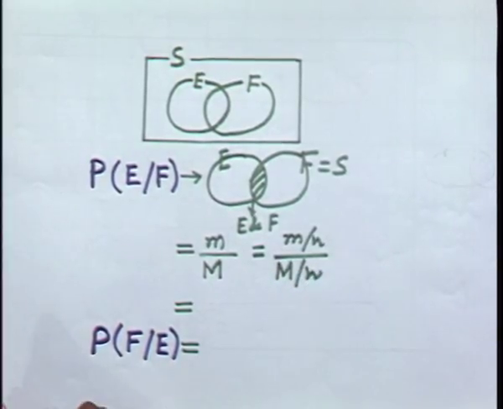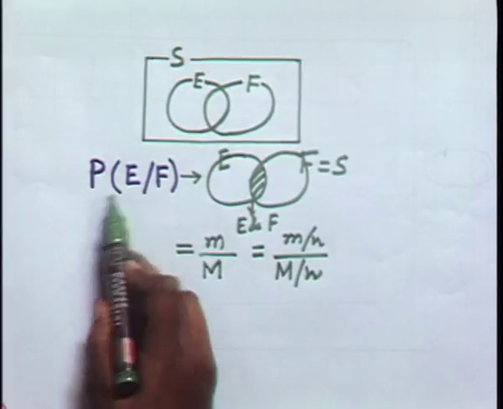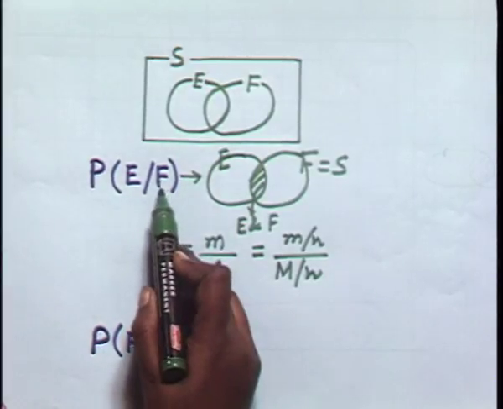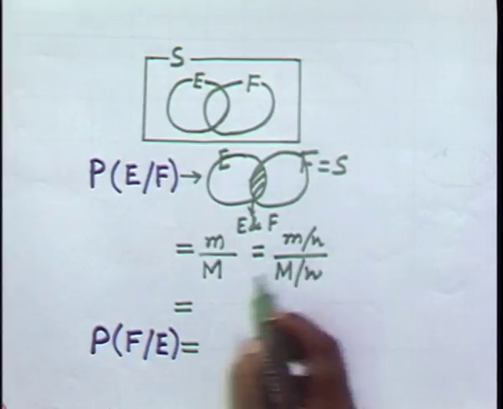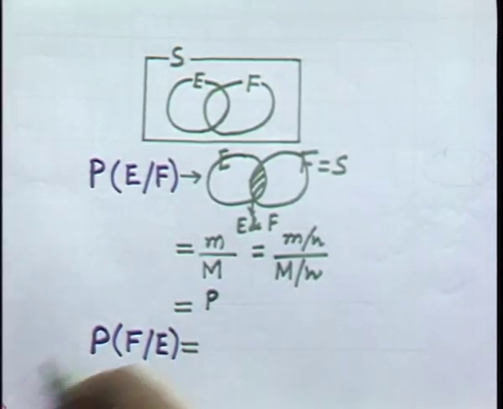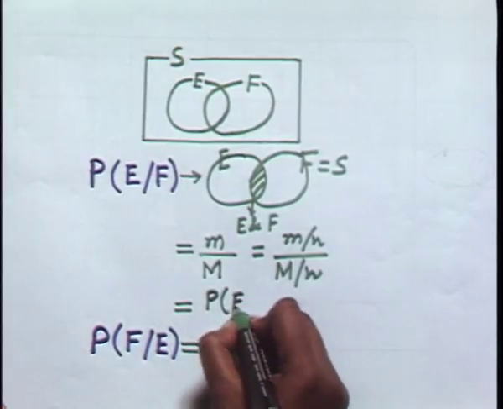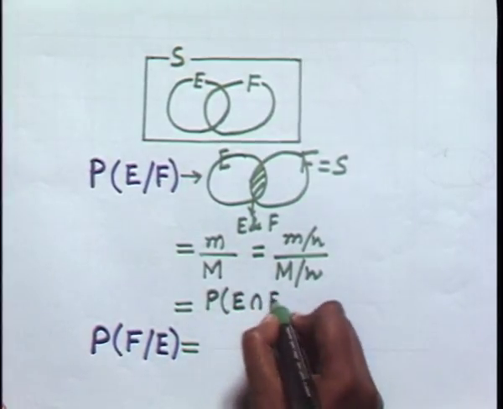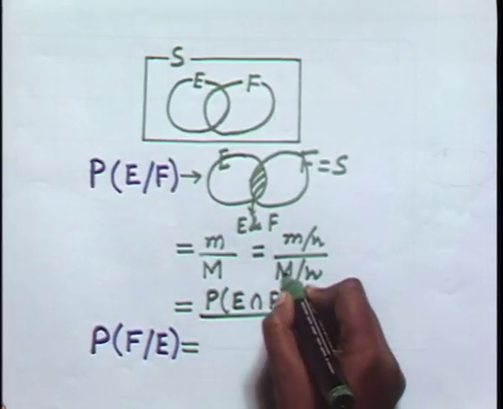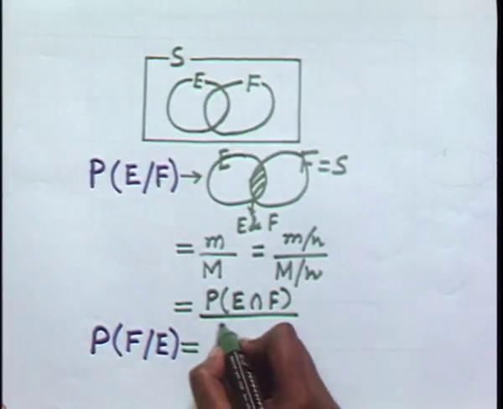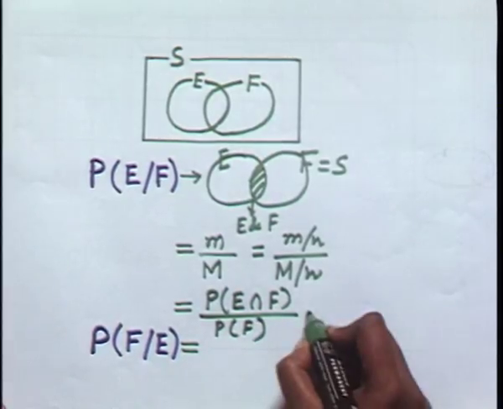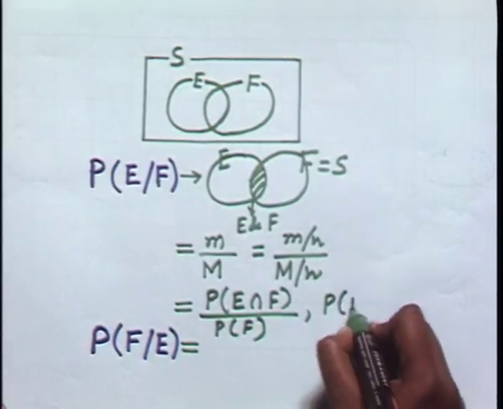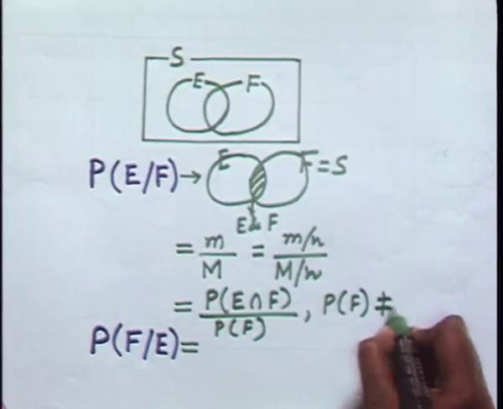then we get probability of event E when event F has already occurred equal to this small m upon n is the probability of event E and F upon this capital M upon n represents the probability of event F, with the assumption that probability of event F is not equal to 0.